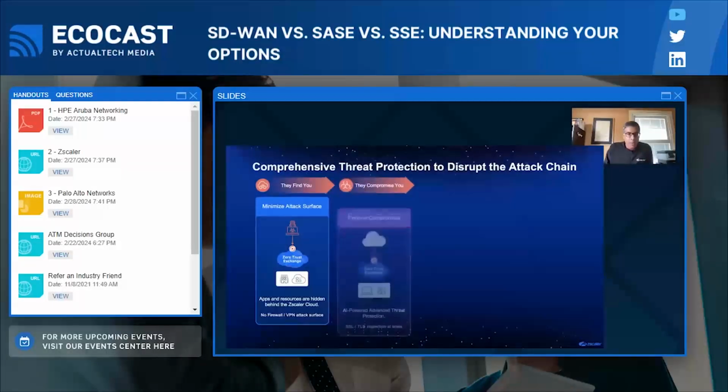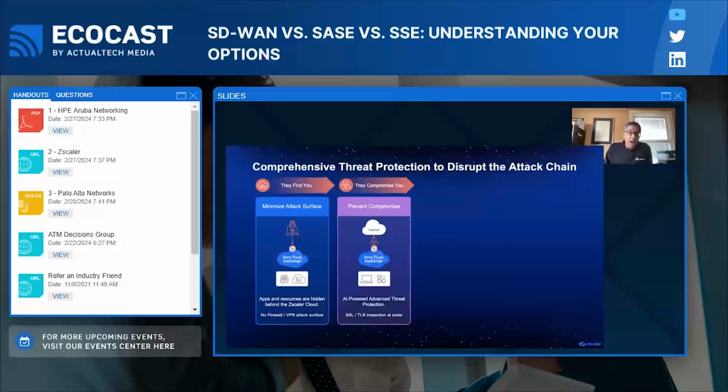Now, second, because of the compromise factor, the SASE SSE platform is also doing deep scanning through SSL TLS inspection of those packets going in and out. And so you're able to, at scale, block anything that looks like a potential compromise. So the ransomware attempts, the botnets, the malware, all of that can be blocked at that SSE SASE service edge, and then thereby protecting those end users.